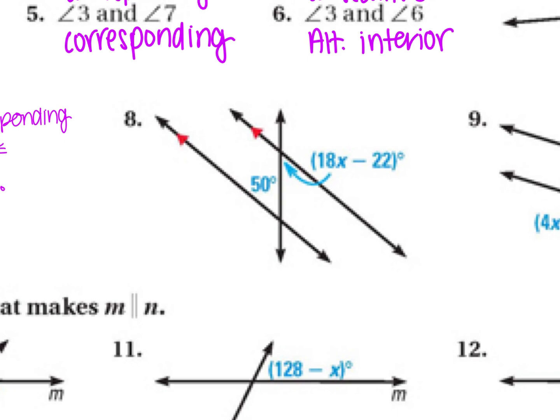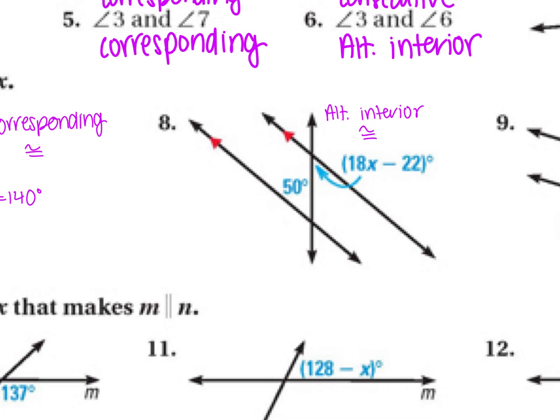Looking at number 8, these are alternate interior angles. And alternate interior angles are also congruent. So for this one, you're going to set them equal to each other. 18x minus 22 equals 50. So add 22 to both sides. You're going to get 18x equals 72. Divide by 18. X equals 4.